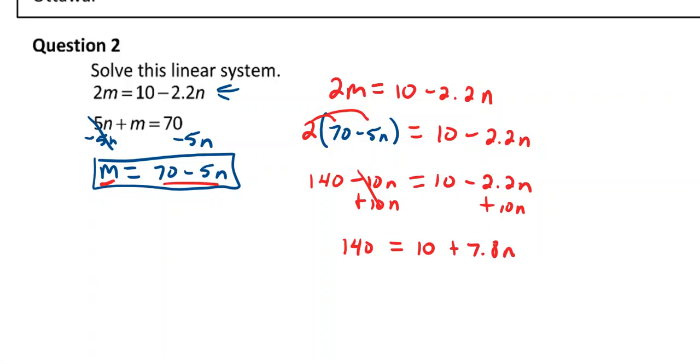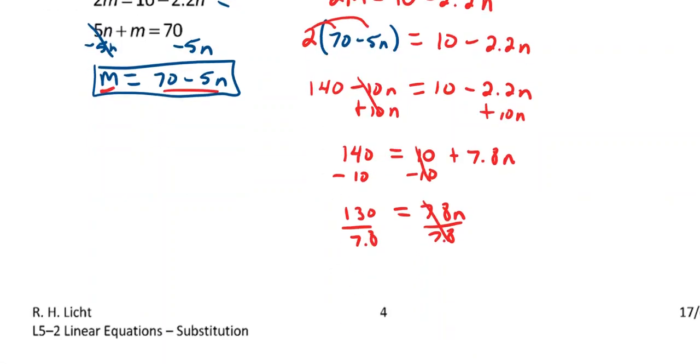And then we'll subtract 10 from both sides, so minus 10. So we get 130 is equal to 7.8n. And then we're just going to divide both sides by 7.8. So 130 divided by 7.8 is 16.6 repeated, or 16.7, is equal to n.